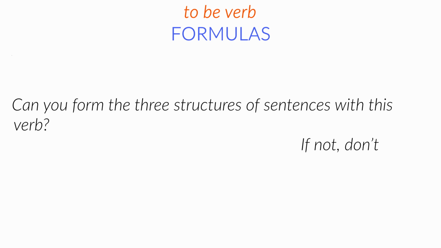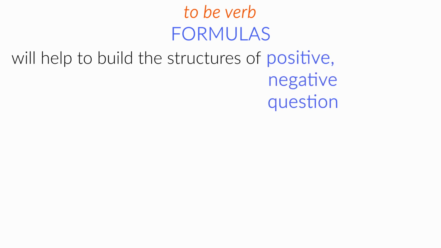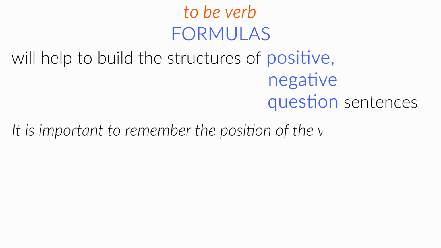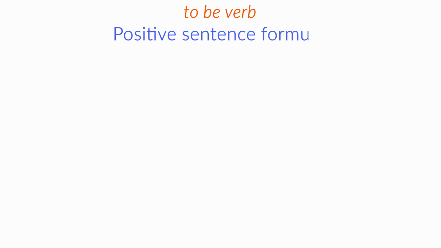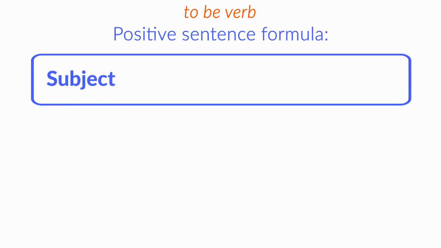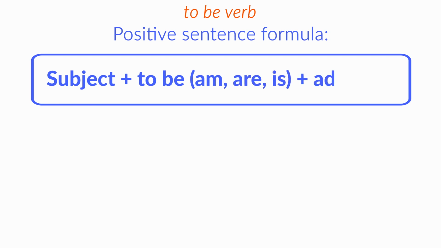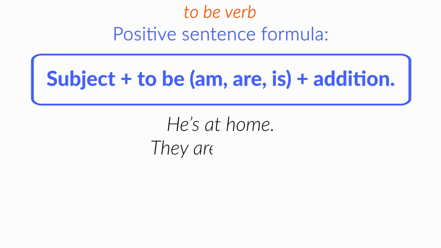If not, don't worry. These are very simple once you know formulas that help to build the structures of positive, negative, and question sentences. It is important to remember the position of the verb to be in these sentences. Let's practice. Repeat after me. Positive sentence formula: subject plus to be, am, are, is, plus addition. He's at home. They are students. I'm reading a book.